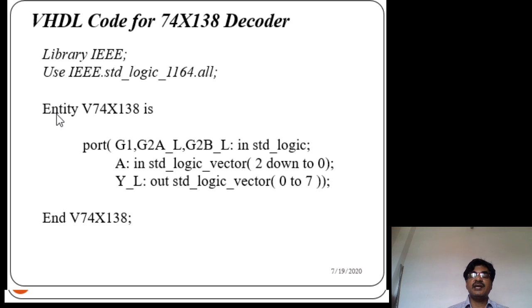Let us see once. It starts with the word entity, the name of the entity, then port. In the port, all inputs and outputs are represented. Enable inputs I declared separately, whereas the data input I declared in the form of an array. Similarly, the output also I declared in the form of an array consisting of 8 locations, right?